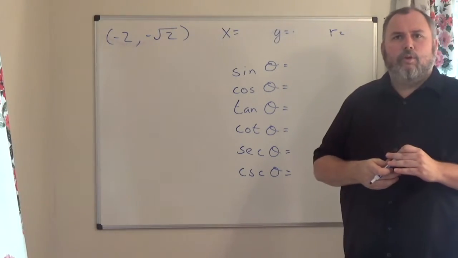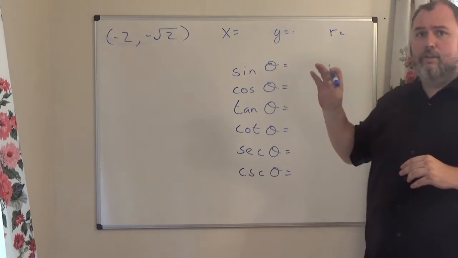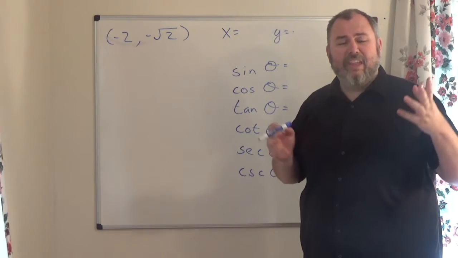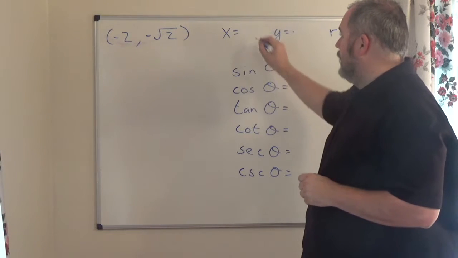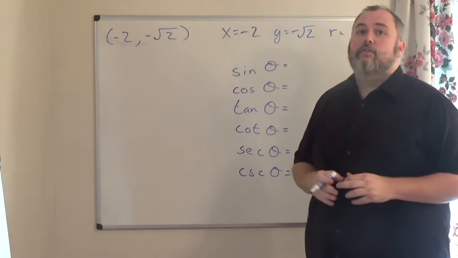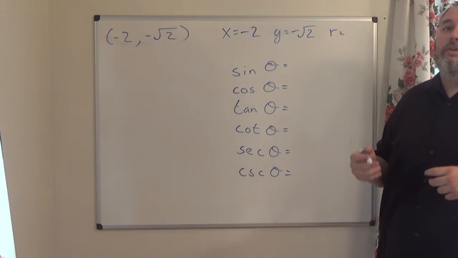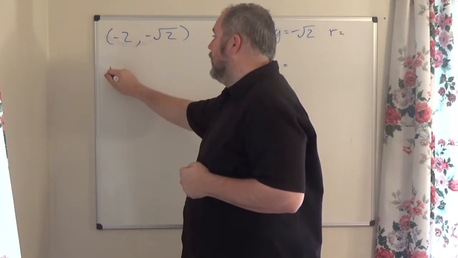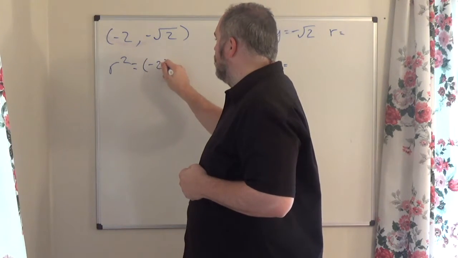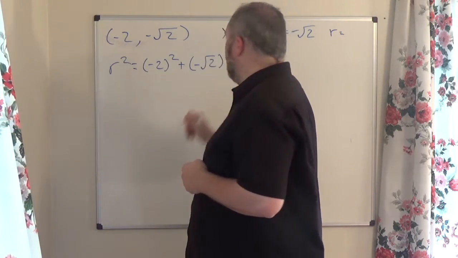So in this problem we're basically doing the same thing. We need to find all the trig functions that go through the point -2 and negative square root of 2. In order to do that, we should automatically know that our x and y values are -2 and negative square root of 2. Knowing this, we should be asking, what's our r value? So using the Pythagorean theorem again, r squared is equal to (-2) squared plus (negative square root of 2) all squared.